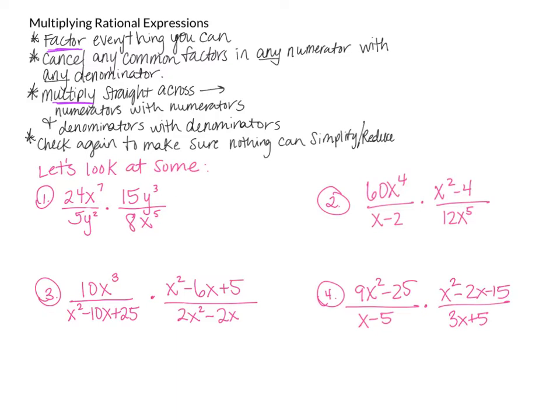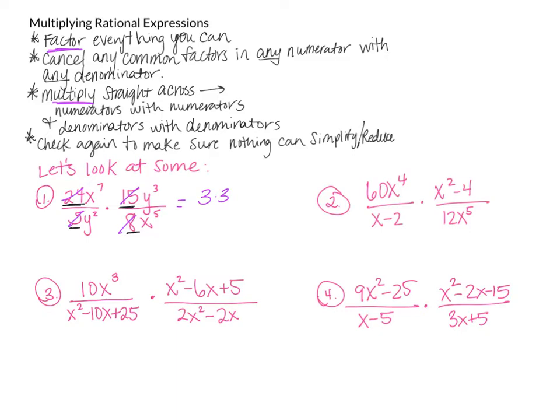So remember, the first thing that we want to do is factor everything that I can. The first example, there's nothing to factor. We then want to go ahead and cancel out any factors in any numerator and any denominator. So one thing that I notice is that I've got a 24, which can be divided by an 8. So I can reduce those. So 24 divided by 8 is going to give me a 3. I can also reduce this 5 and this 15 because 5 and 15 can reduce to be also 3. Right?